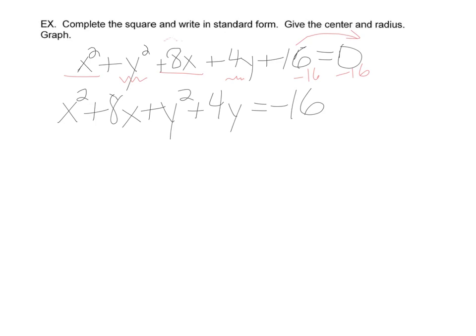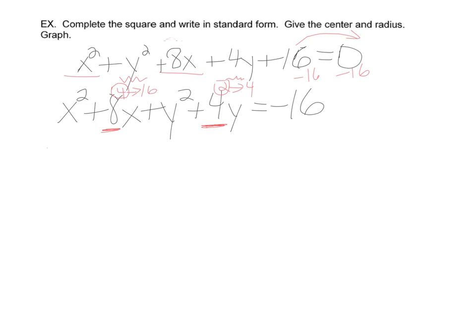Cut in half the number in front of any variable to the first power. So that would be this 8. I cut it in half, that's 4. And this 4, I cut it in half, and that's 2. We're going to square those and add them to both sides. 4 squared is 16. 2 squared is 4.